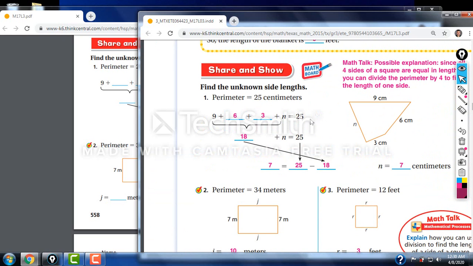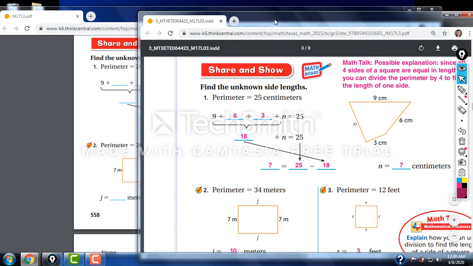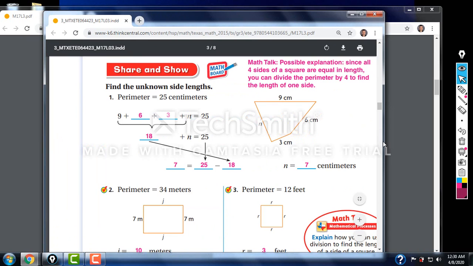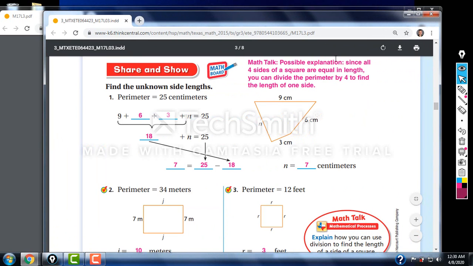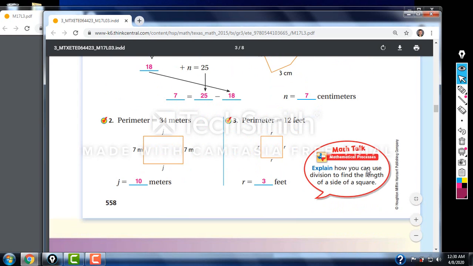So we take a look at this one here, and here's something that I really want to show you right now. We have 25 minus 18, and that's, yes, your answer is 7. If we add 7 here and we add all those, it's going to be 7 centimeters. Take a look at the next one.